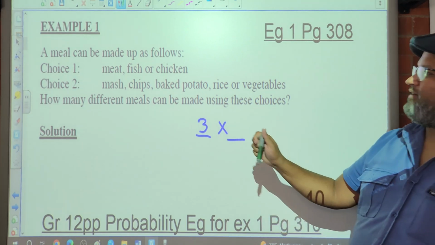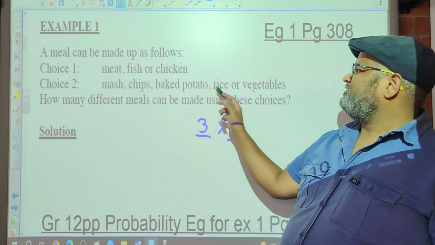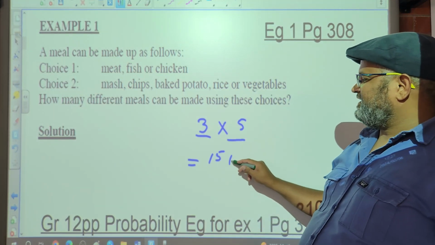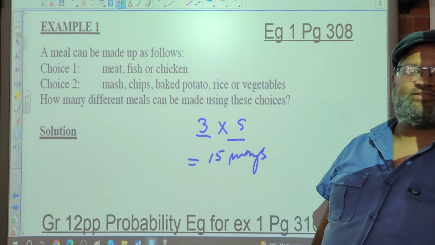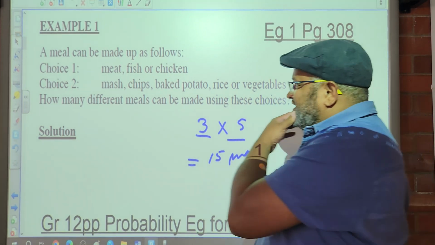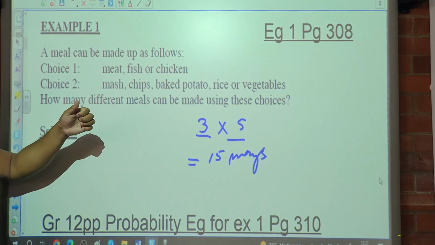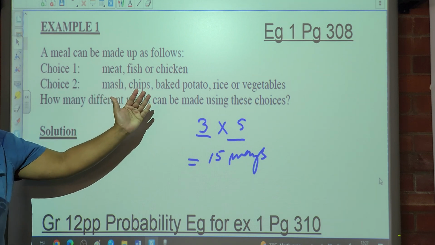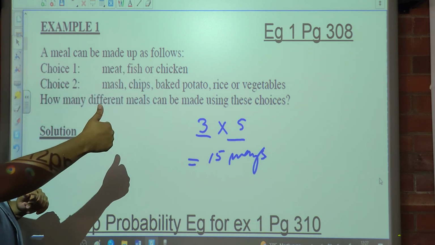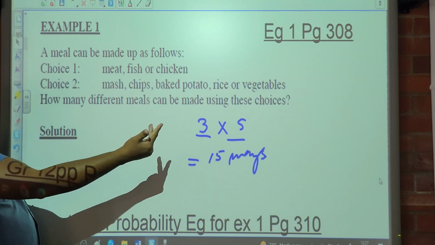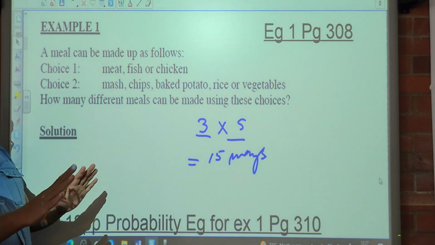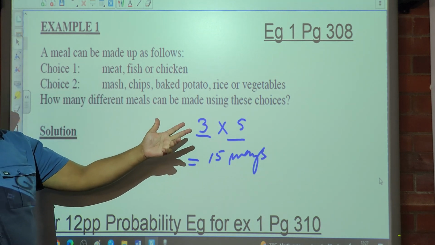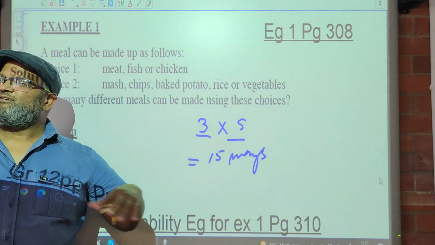How many options do I have for choice 2? 1, 2, 3, 4, 5. And 3 times 5 is? There's 15 options or 15 ways. You understand? Let's count it. Meat: meat mash, meat chips, meat baked potato, meat rice, meat vegetables. So it's 5. Fish: fish mash, fish chips, fish baked potato, fish rice, fish vegetables. 10. Chicken: chicken mash, chicken chips, chicken baked potato, chicken rice, chicken vegetables. How many do you get? 15 in total.